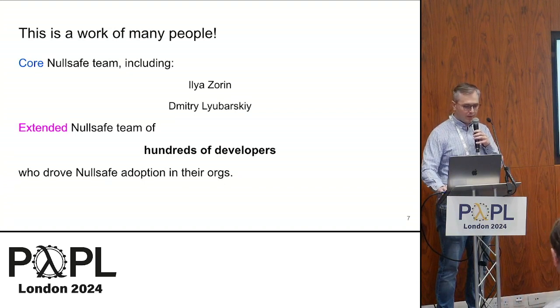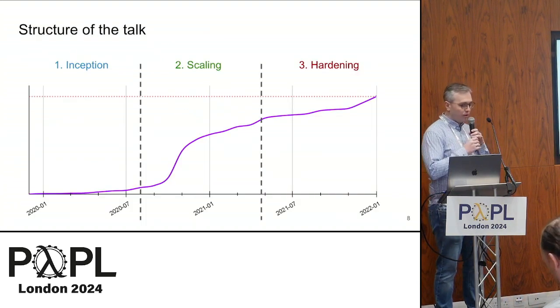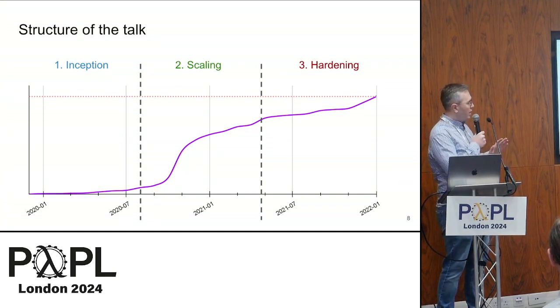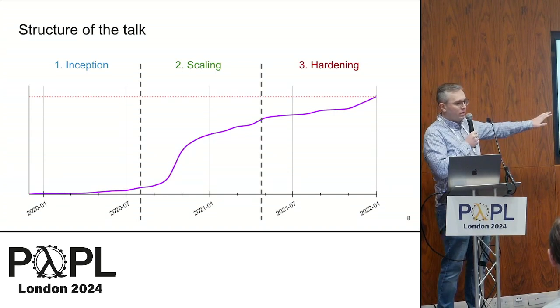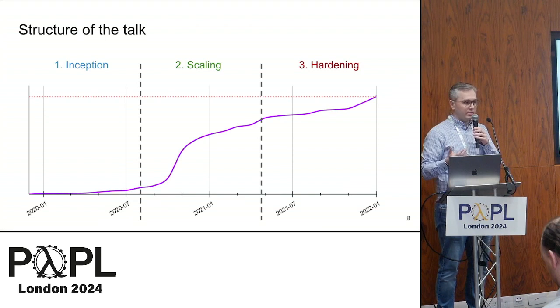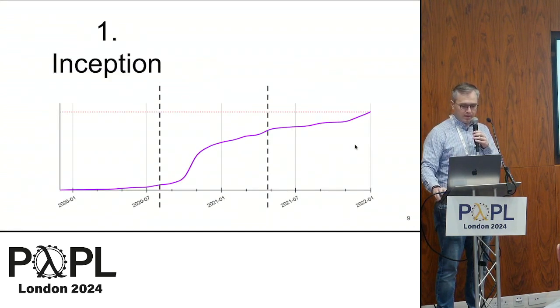All right. So when it comes to the structure of this talk, there are 3 parts: inception, scaling, and hardening. And it reflects our own journey. For me personally, hardening is the most interesting. That's where we had to teach our system to understand generics, to work with generics, to add contracts, to figure out how to produce comprehensible diagnostics, and so on and so forth. But let's start with inception.